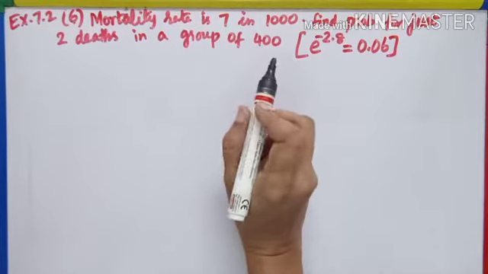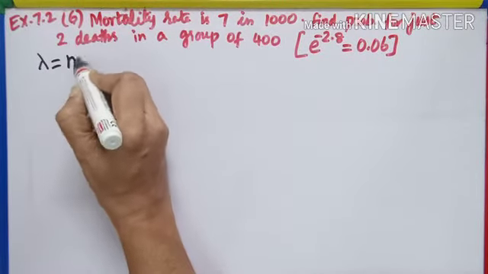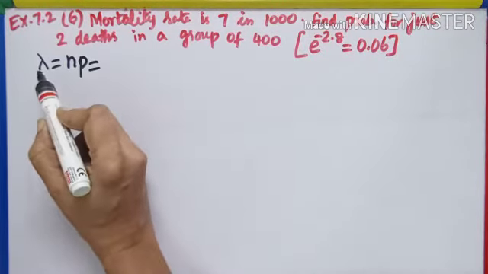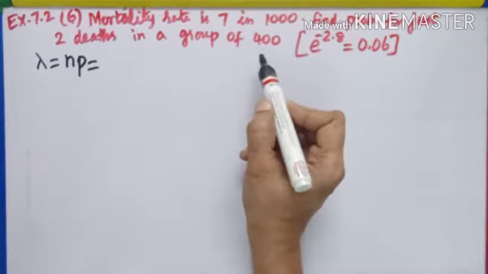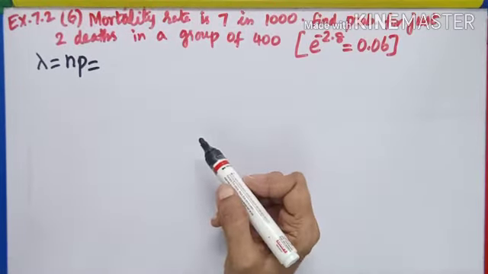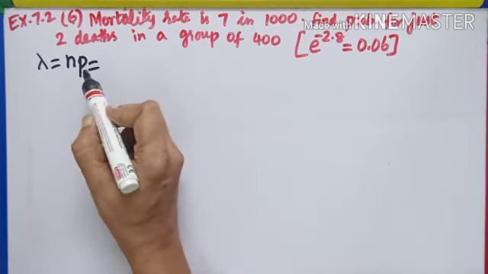For a Poisson distribution, I must identify what is lambda. So lambda tells me n into p. Lambda is average or mean. So in this question, there is no average or mean mentioned. So we will find out using binomial formula, that is n into p.